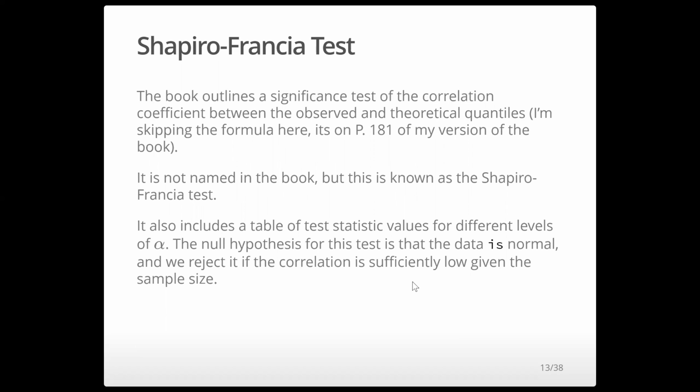And so this is a test statistic for this correlation between the theoretical and sample quantiles, and this is known as the Shapiro-Francia test. There's also a table in your book that includes test statistic values for different levels of alpha. And here, the null hypothesis is that the data is normal. So the null hypothesis is essentially that this correlation is 1, and we would reject it if the correlation is sufficiently low given the sample size.